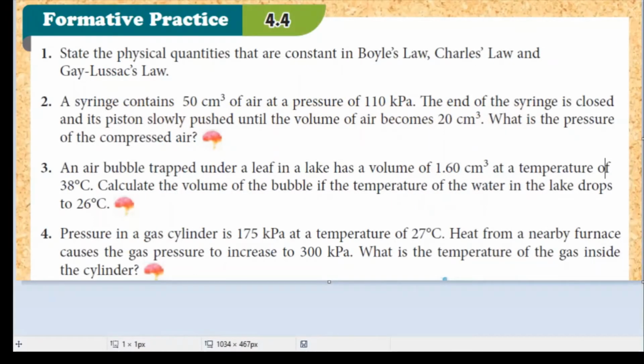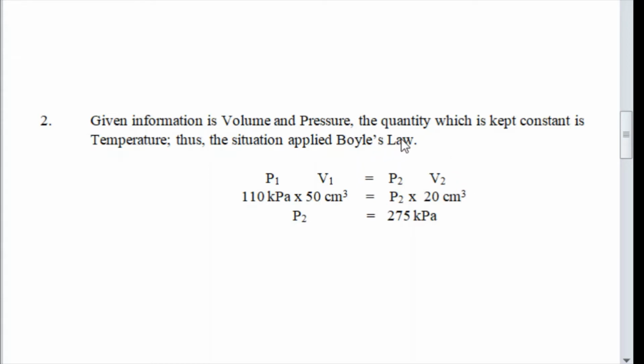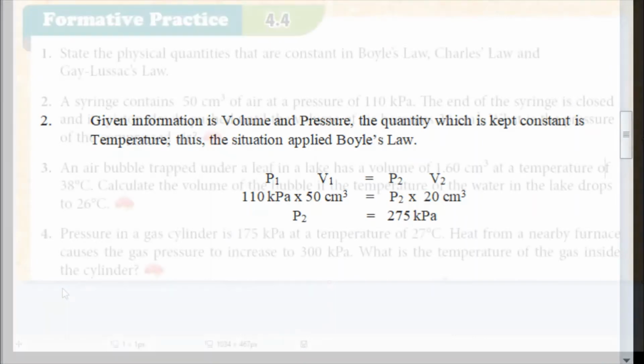A syringe contains 50 centimeter cubed of air at a pressure of 110 kilopascal. So this is the initial volume and pressure. Then the end of the syringe is closed and its piston slowly pushed until the volume of air becomes 20 centimeter cubed. Now find the pressure of the compressed air. The information given is the volume and pressure, so we need to apply Boyle's law. P1 V1 equals P2 V2, and then we just substitute the values and voila, that's the answer, 275 kilopascal.